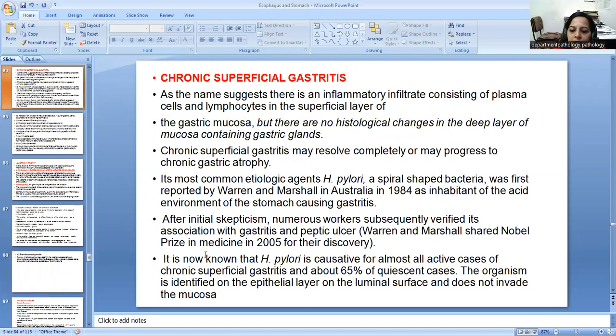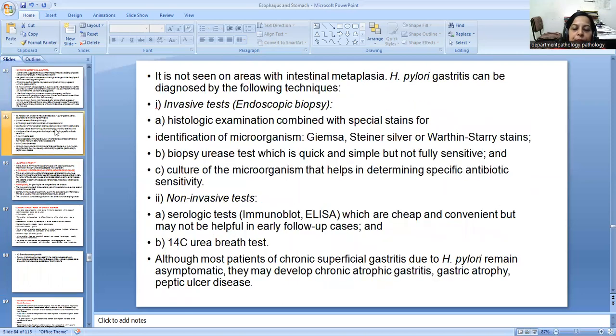And now we will start with chronic superficial gastritis. As the name suggests, there is an inflammatory infiltrate consisting of plasma cells and lymphocytes in the superficial layer of the gastric mucosa, but there are no histological changes in the deeper part of mucosa containing gastric glands. It is most common in conditions where H. pylori infection is there. H. pylori plays an important role. Chronic superficial gastritis may resolve completely or even may progress to chronic gastric atrophy. It is not seen in areas with intestinal metaplasia.